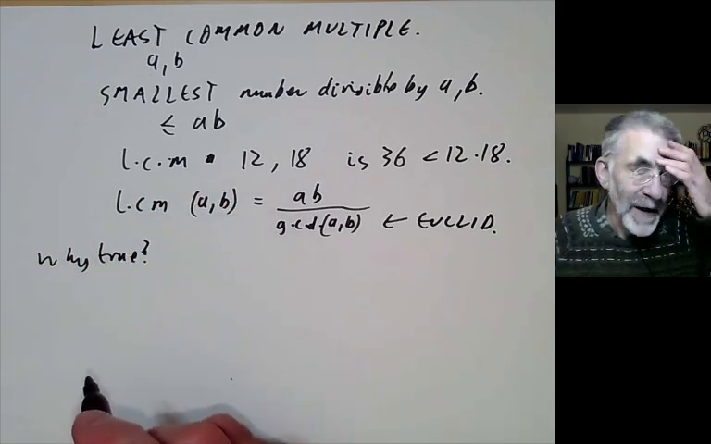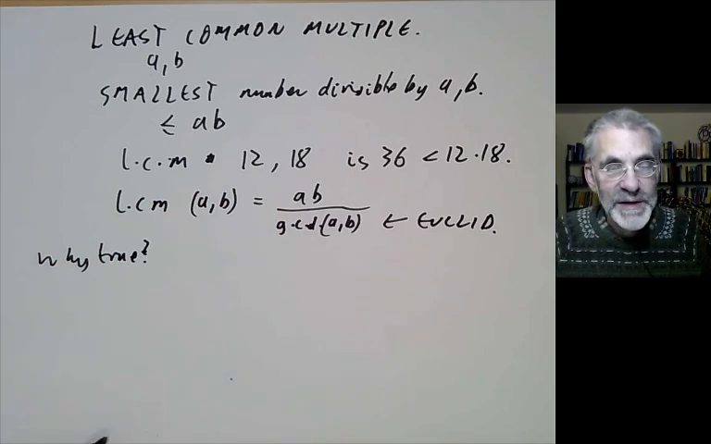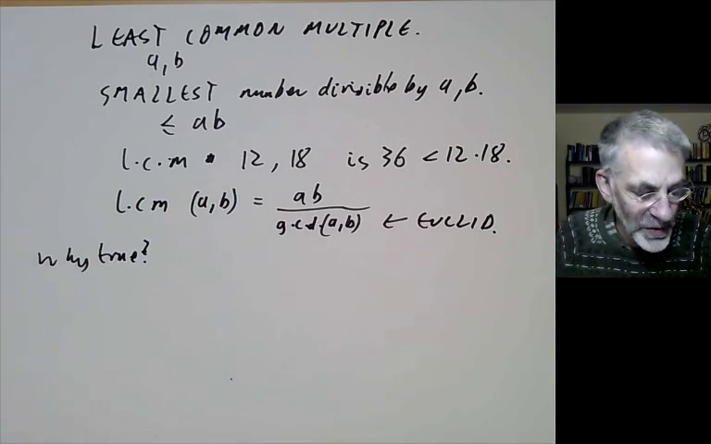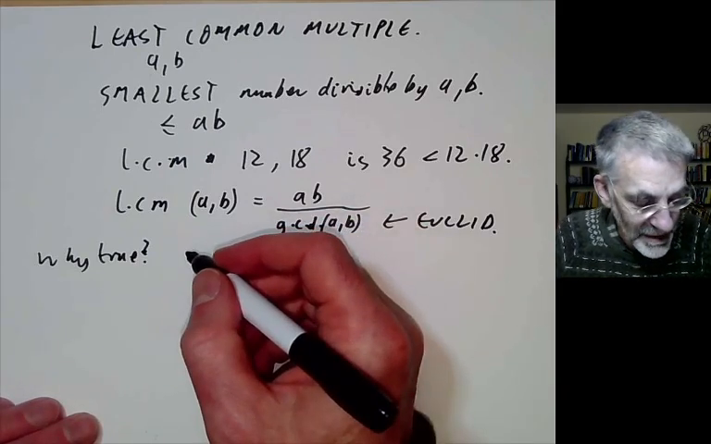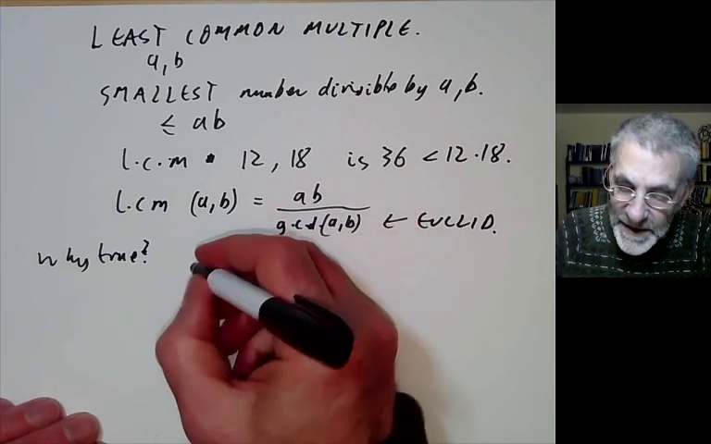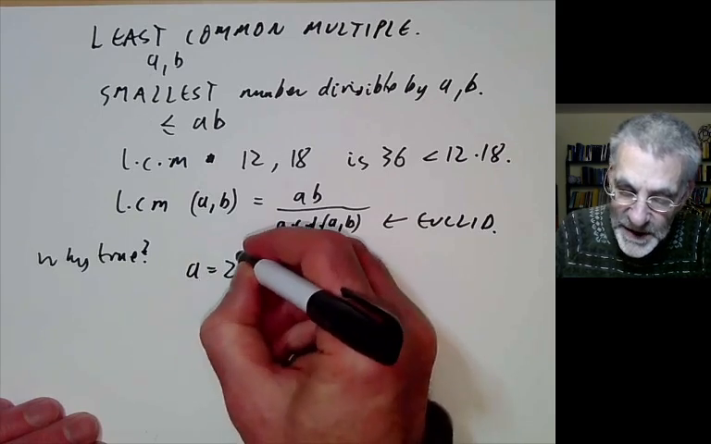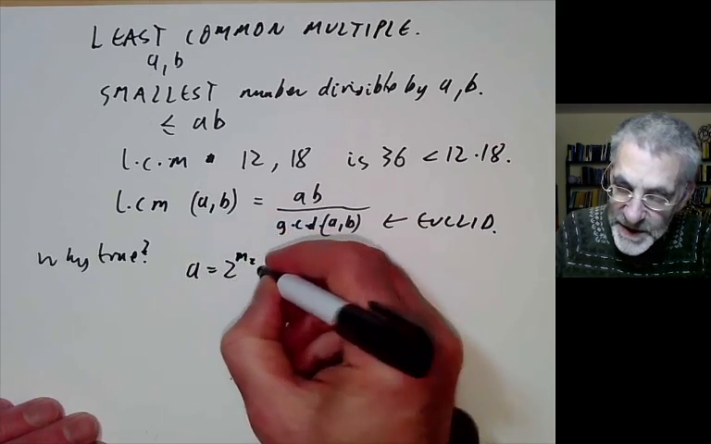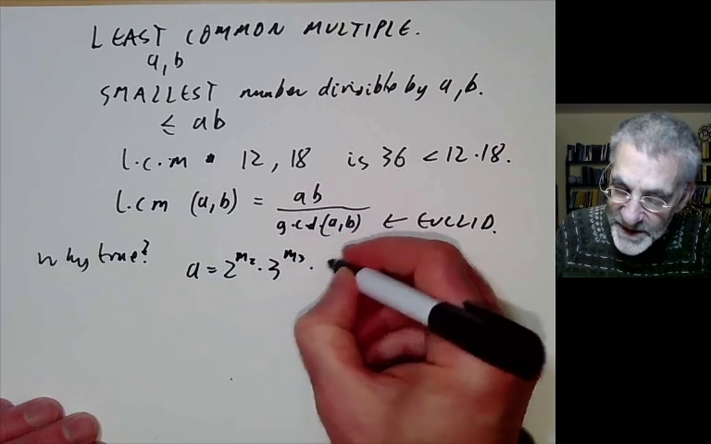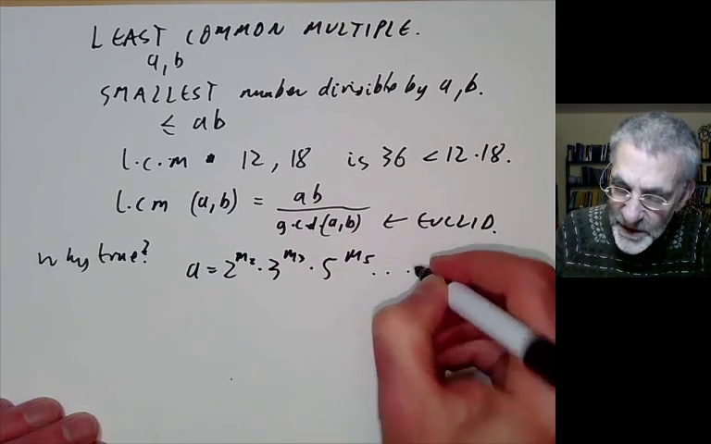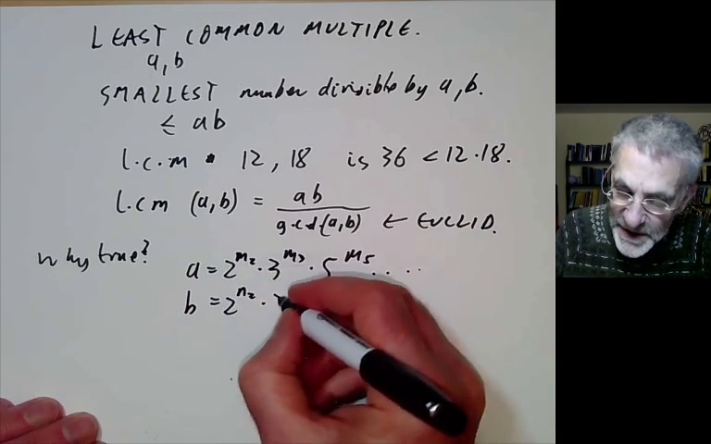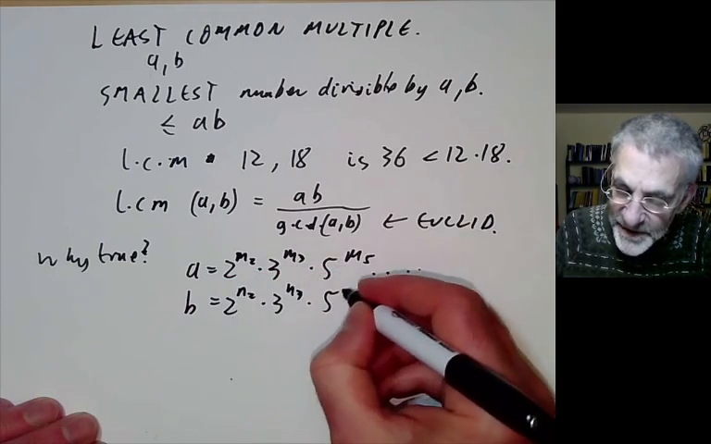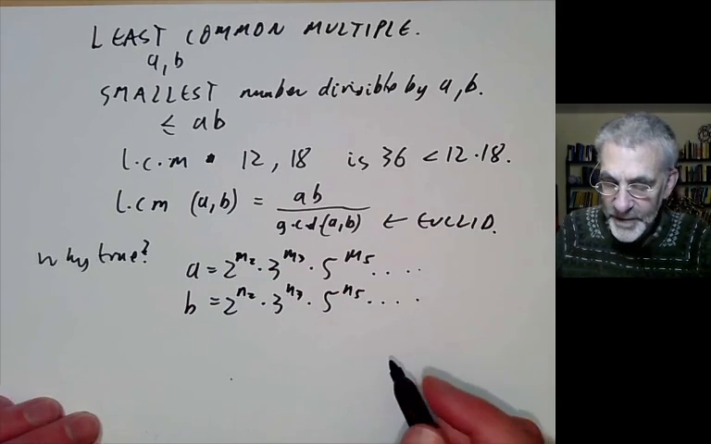Well, I'm going to assume that we can factorize integers into primes, which we haven't quite proved yet, but we're going to do so probably in another lecture or two. So let's write A is equal to 2 to the m2 times 3 to the m3 times 5 to the m5 and so on. And we write B is equal to 2 to the n2 times 3 to the n3 times 5 to the n5 and so on.